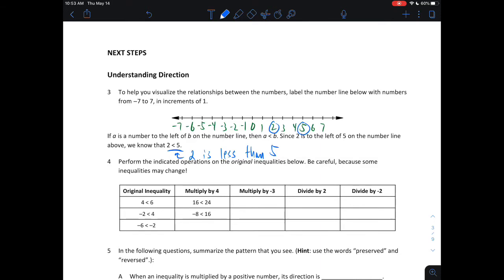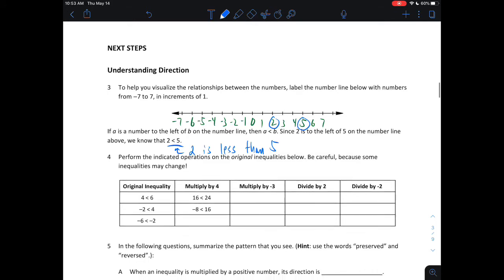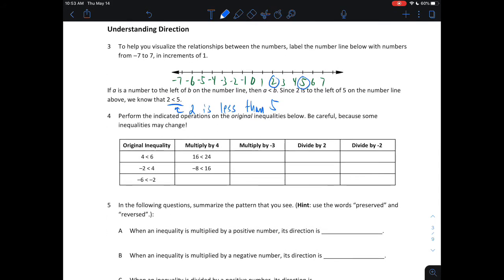So now let's perform some operations on some original inequalities and see what happens. And then it says, be careful because some inequalities may change. So let's start in the first row where the original inequality says 4 is less than 6. Now let's take both of those numbers and let's multiply by 4 in the next column. So what is 4 times 4? It's 16. What is 6 times 4? It's 24.